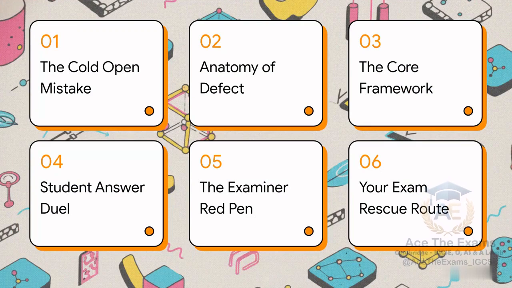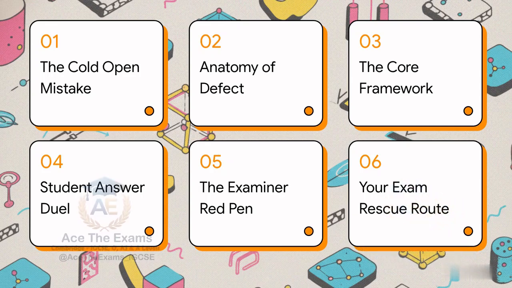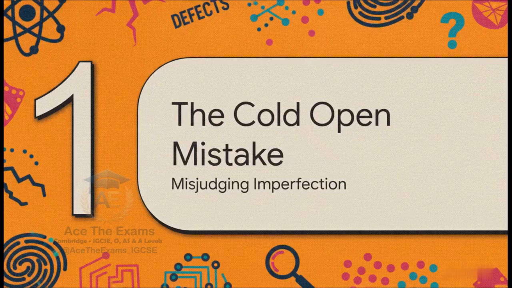So, to make sure you secure top marks and avoid that dreaded examiner's red pen, here is our roadmap for this explainer. We'll start with the cold open mistake, map out the anatomy of an imperfection, build our core framework, run a 2-student answer duel, dissect the examiner's red pen, and wrap up with your exam rescue route. Let's kick things off with Section 1, Misjudging Imperfection.